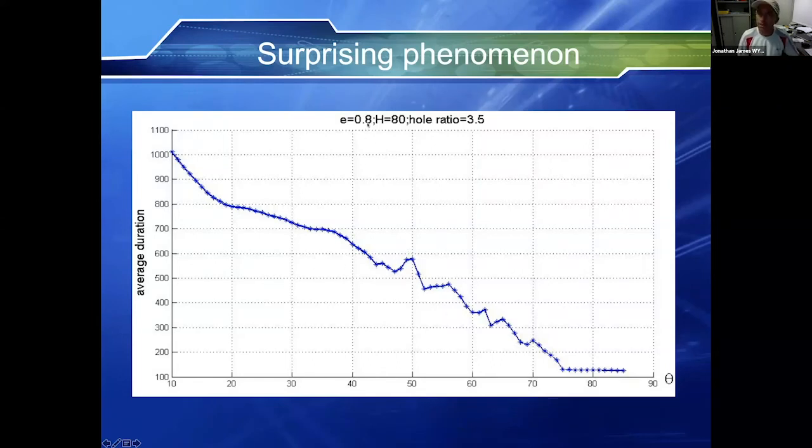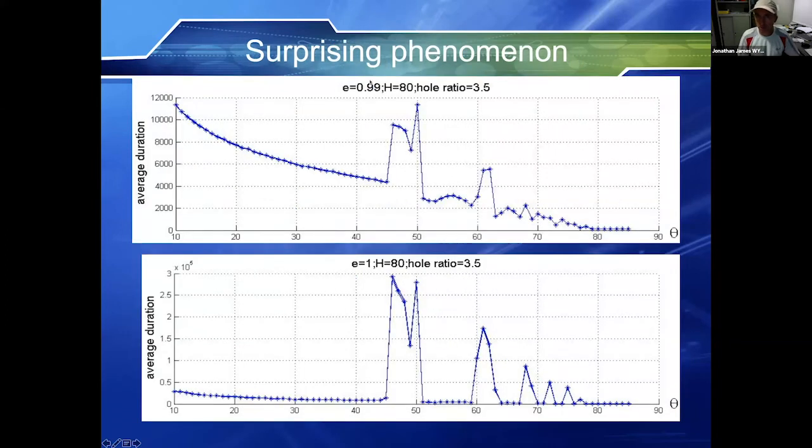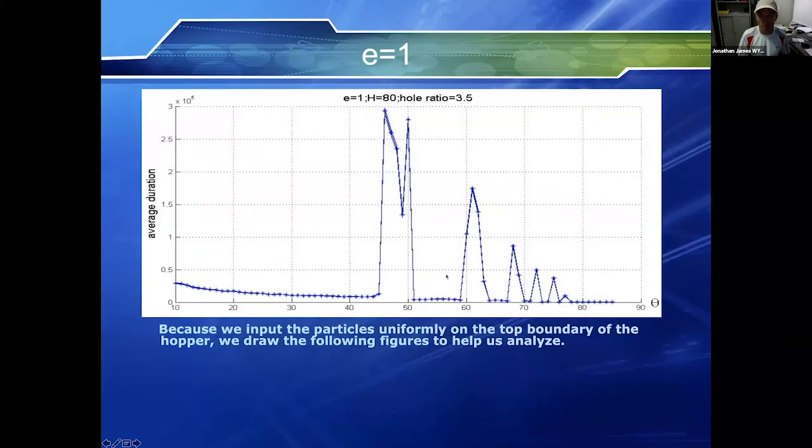Let's make E even bigger, unrealistically big, 0.99, and now we can see something crazy. We've got lots of big bumps here. This is completely non-monotonic. And we can also artificially put E equals 1, and then you see these little tongues, I guess, where you have very big residence time at these little angles, between 45 and 51 degrees, I get these big times. And between 59 and 64 or so, I also get a big residence time. So why is this happening?